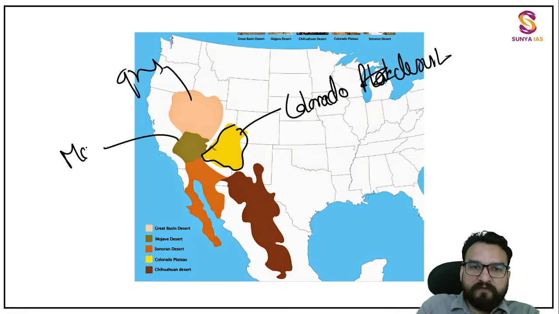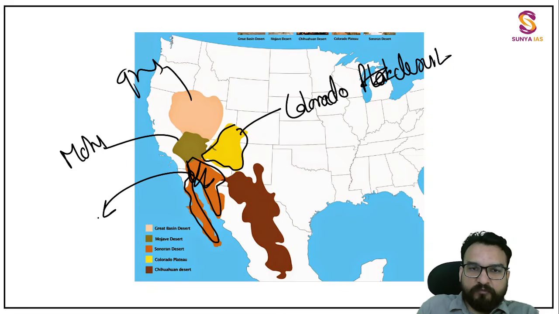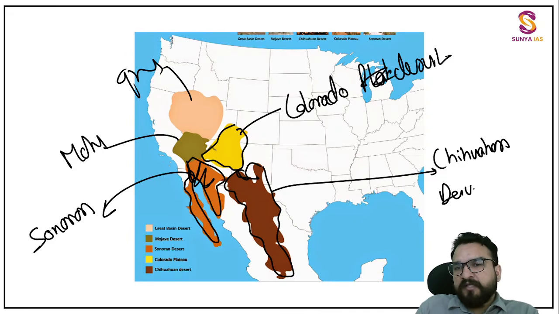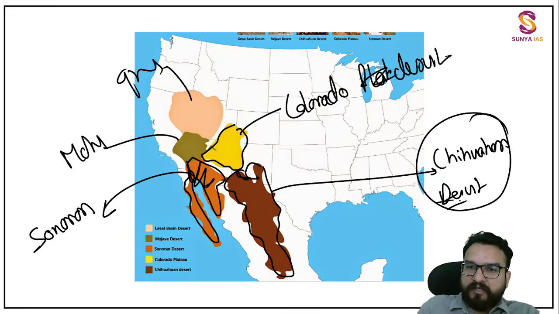Over here Mojave. And this particular part which is coming in the Baja Peninsula, in Mexico and USA, you will be finding in both the countries. That is your Sonoran Desert. This is also a desert found in both the countries, USA and Mexico. This is Chihuahuan. The way you want to pronounce it, you can pronounce it, guys. Chihuahuan Desert over here, largely present in Mexico.